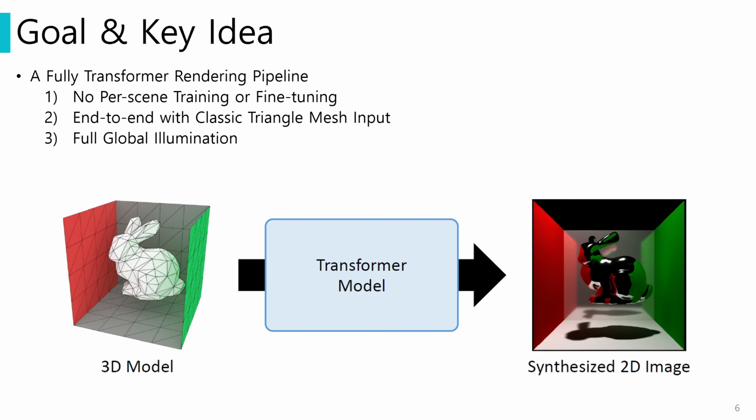So what is the goal of RenderFormer? It's to build a fully transformer-based rendering pipeline with three key properties. First, it requires no per-scene training or fine-tuning. This directly addresses the generalization problem. Second, it works end-to-end with classic triangle mesh input, just like a traditional renderer. And third, it aims to handle full global illumination. Essentially, the vision is a single model that takes a 3D scene and directly outputs a fully rendered image.